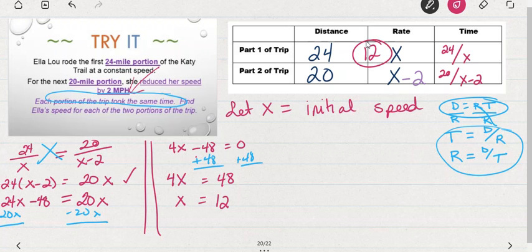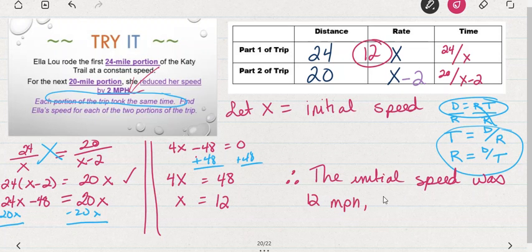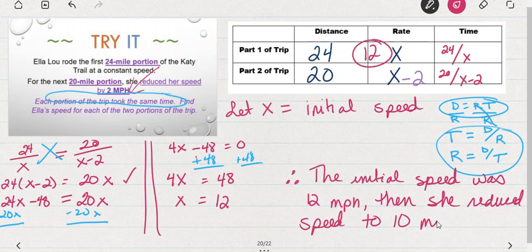12 miles per hour. The first part of Ella's trip, the initial speed, was 12 miles per hour. Then she reduced it to 12 minus 2, or 10 miles per hour.